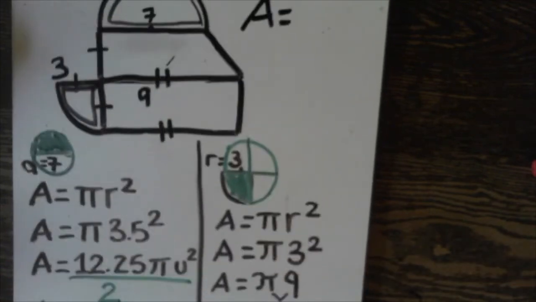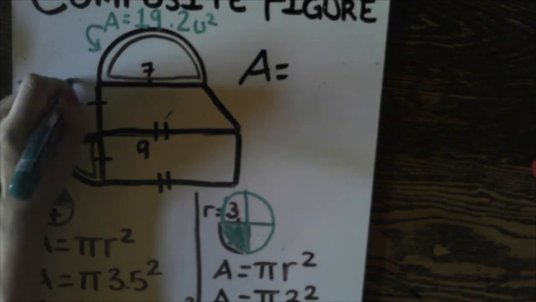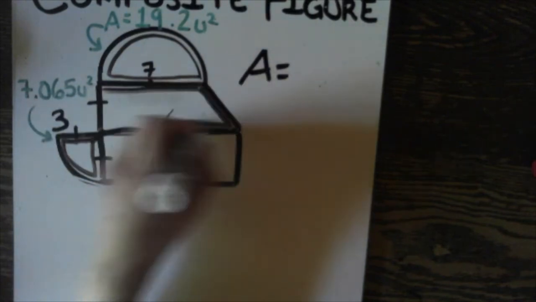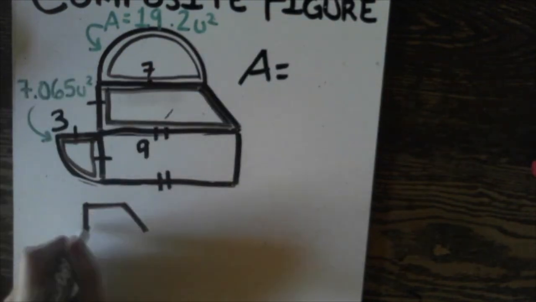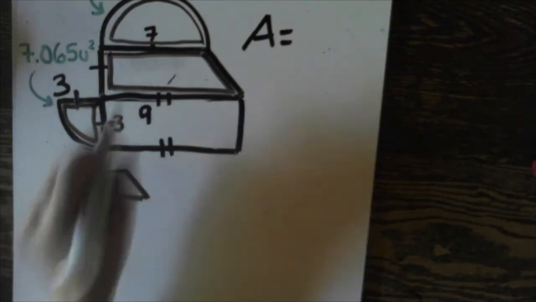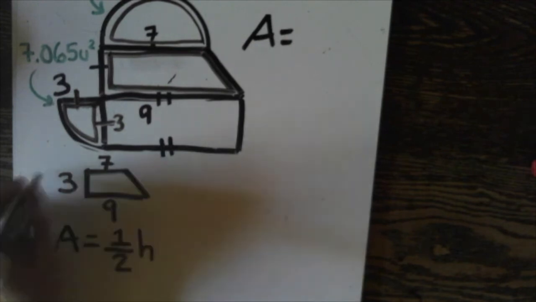You may be asking, can I just round? Yes, you can. However, it's nice to have some decimals just to get close to an exact answer. Moving on to this trapezoid, we see that the height is 3 because we have some congruent sides, and we have 2 bases. Base 1 is 7 and base 2 is 9, or the other way around.